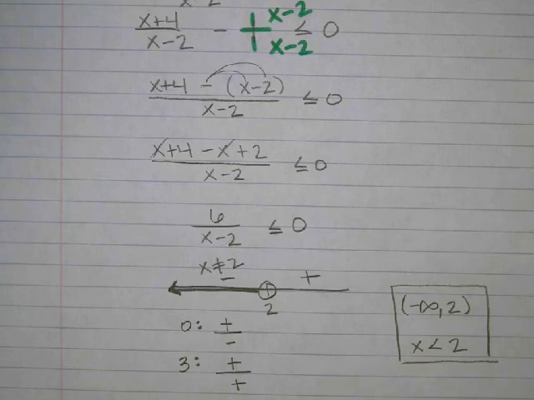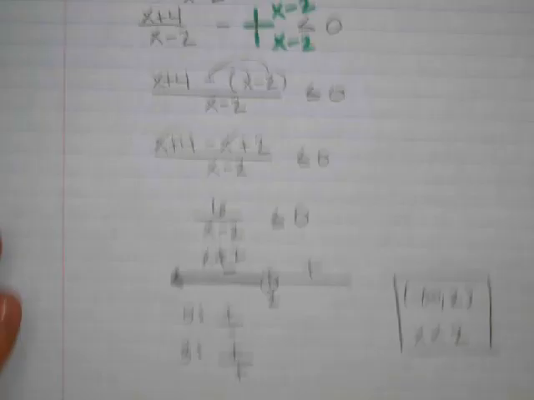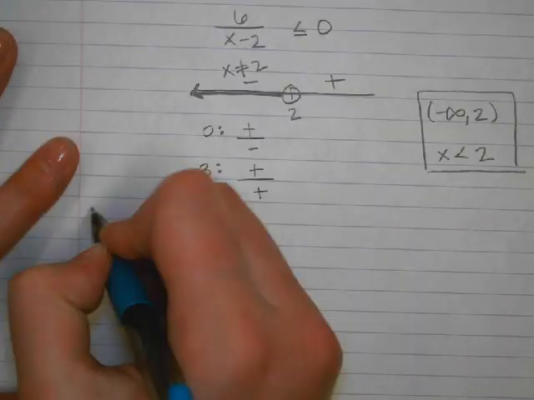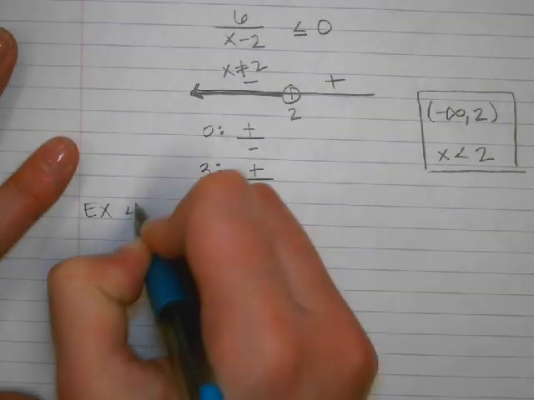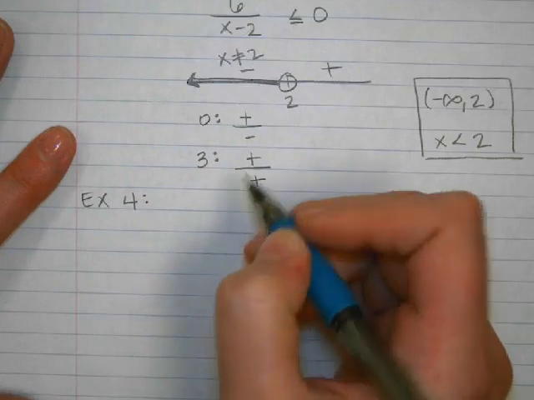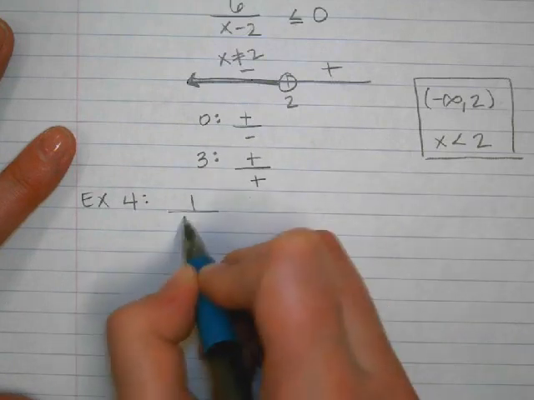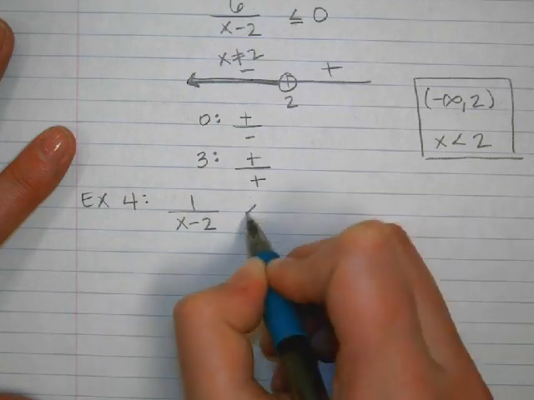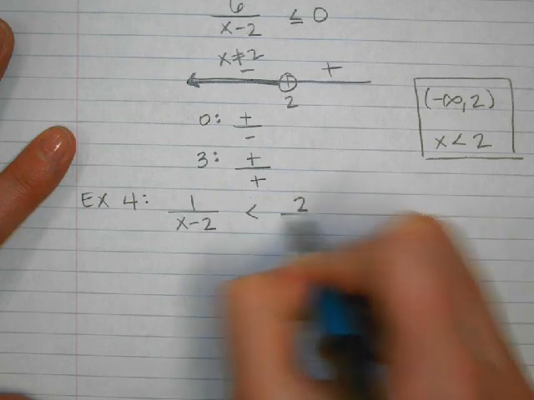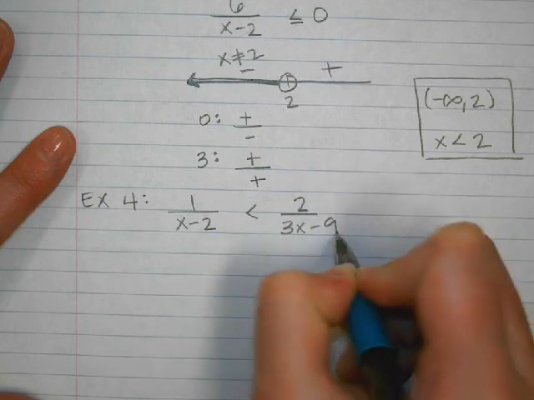Okay, let's try one more. So we're going to do 1 over x minus 2 is less than 2 over 3x minus 9.